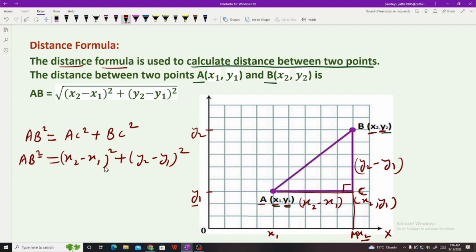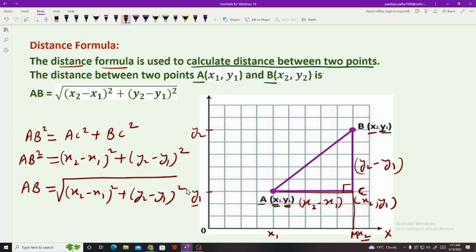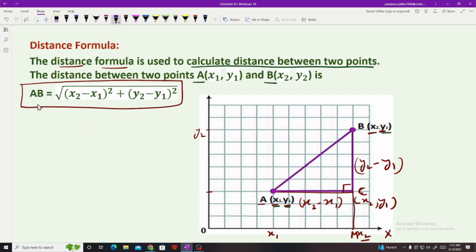Shift this square to the other side. So we get AB is equal to, this square becomes root on the other side. So it is root of x2 minus x1 whole square plus y2 minus y1 whole square. So that's how this distance formula is derived. That is, AB is equal to root of x2 minus x1 whole square plus y2 minus y1 whole square.